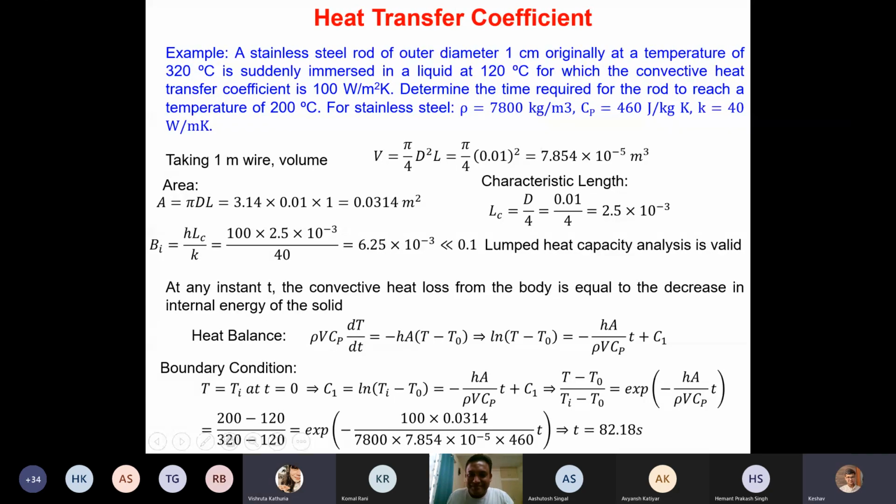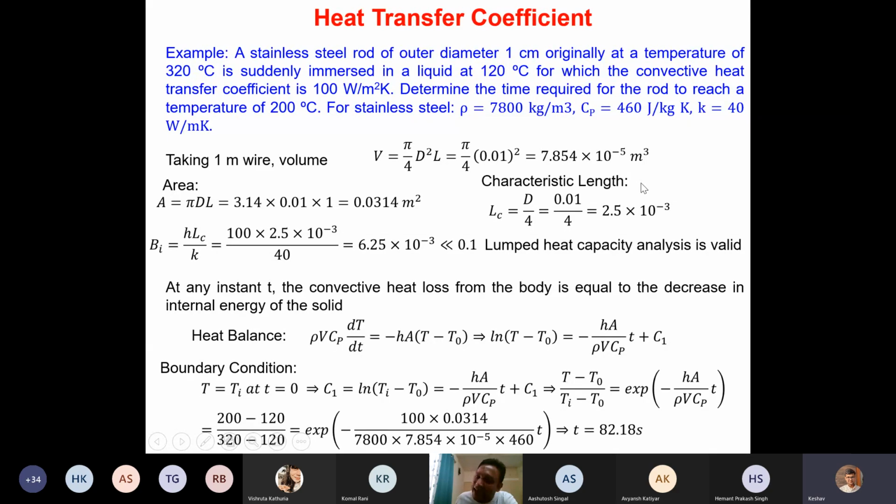Sir, can you please explain again when we will use this characteristic length in a numerical problem? See, suppose in this case you had used, let's say, a sphere, then we would have just obtained the characteristic length using the same formula. Characteristic length here is defined as volume divided by area. Volume divided by area is used as the characteristic length.